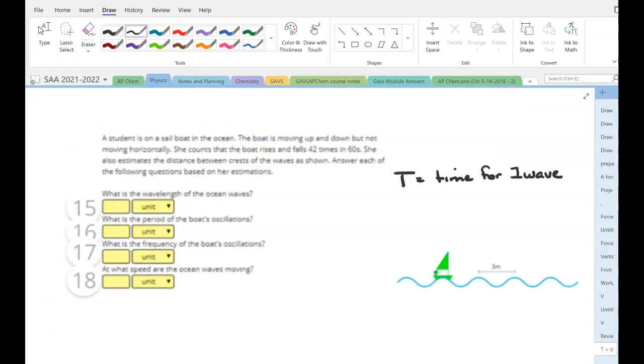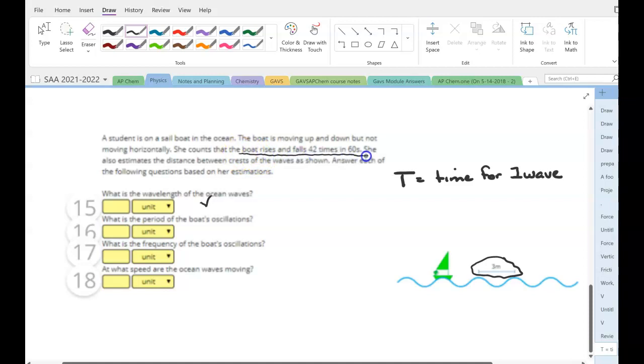For 15 through 18, you're given a scenario where the wavelength was shown in the picture to be 3 meters, which you correctly got. The next question asks, what is the period? Period is the time for one wave. And in the instruction, it says that the boat rises and falls 42 times in 60 seconds. So every time it rises and falls, that's one wave cycle. So in 60 seconds, that happens 42 times. And we want to know the time for one, so that would be 60 divided by 42, or 1.43 seconds.